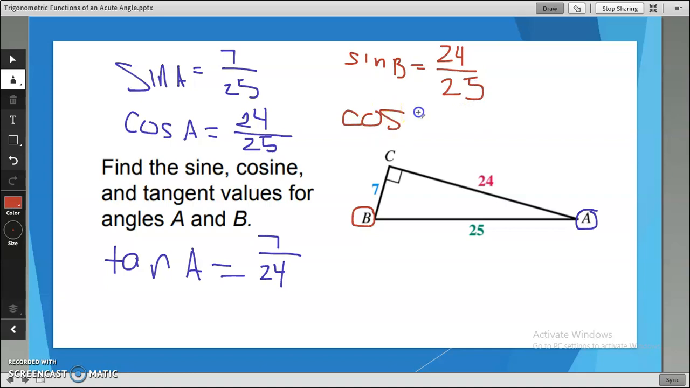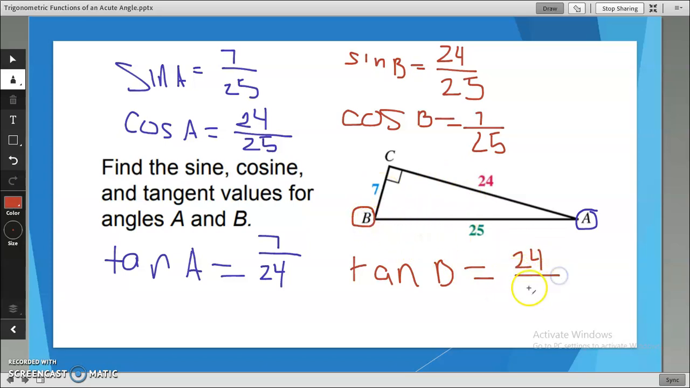Cosine is going to be adjacent over hypotenuse. So the adjacent is 7, and the hypotenuse is 25. And then tangent is opposite over adjacent. So the opposite side again is 24, and adjacent side is 7.